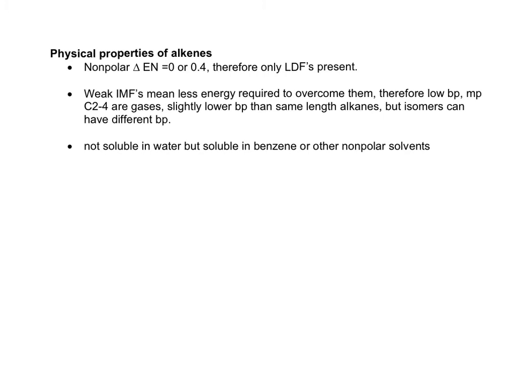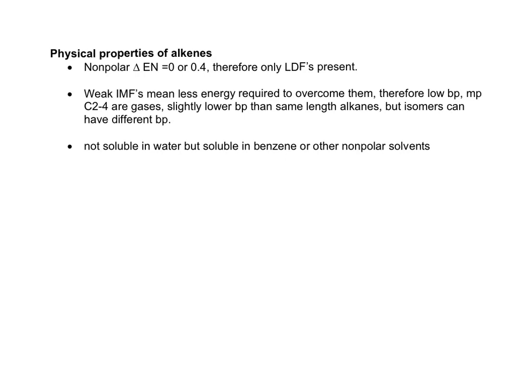Physical properties of alkenes. So again, just like alkanes, they're nonpolar. They only have London dispersion forces, so they've got very weak intermolecular forces, low energy required to overcome them. Therefore, their boiling points and melting points are pretty low. Carbons 2 to 4 are gases at room temperature. They are not soluble in water again because they can't hydrogen bond with water, but they can dissolve in other nonpolar solvents.